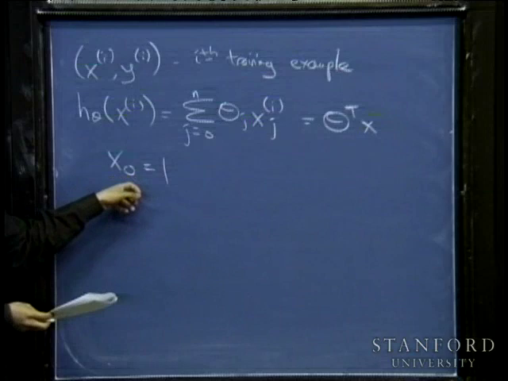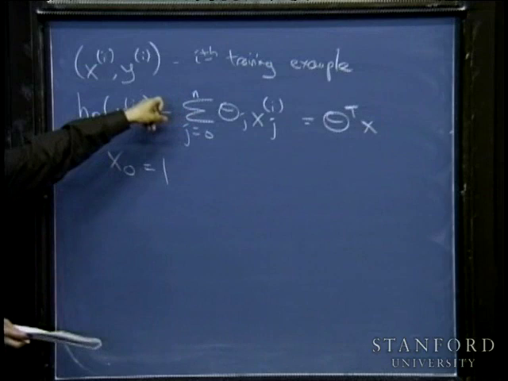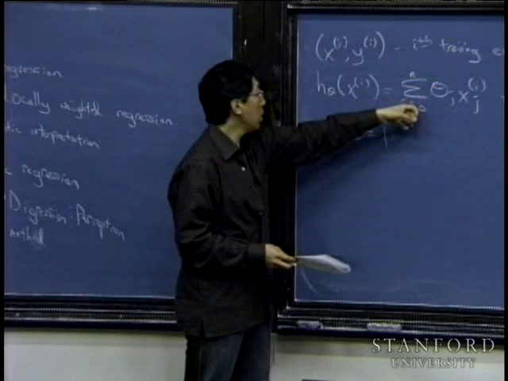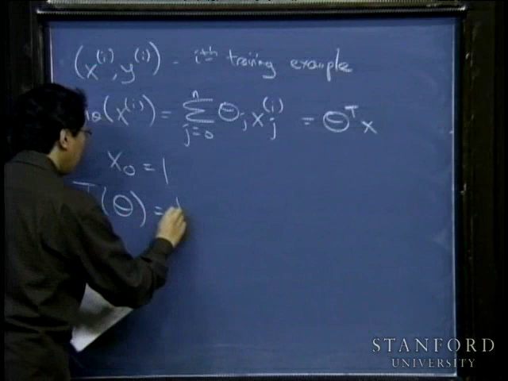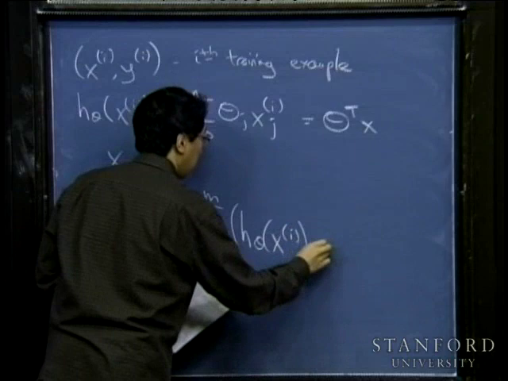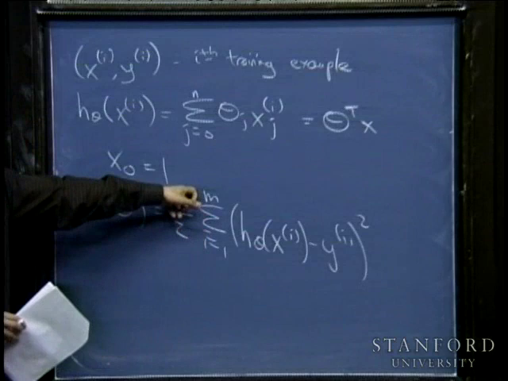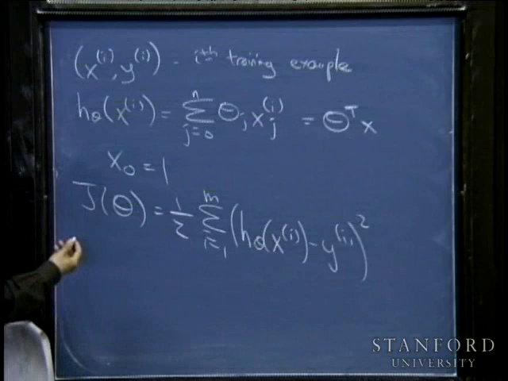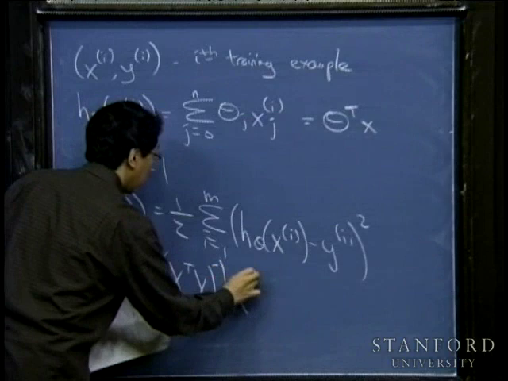And lowercase n here was the notation I was using for the number of features in my training set. Okay, so in the example where we're trying to predict housing prices, if we had two features, the size of the house and the number of bedrooms, then little n was equal to 2. Just to finish recapping the previous lecture, we defined this quadratic cost function, J of theta equals one half the sum from i equals 1 to m of h theta of x^i minus y^i, squared, where this is a sum over all m training examples in my training set. Lowercase m was the notation I've been using to denote the number of training examples, or the size of my training set. And at the end of the last lecture, we derived the value of theta that minimizes this in closed form, which was x transpose x inverse x transpose y.